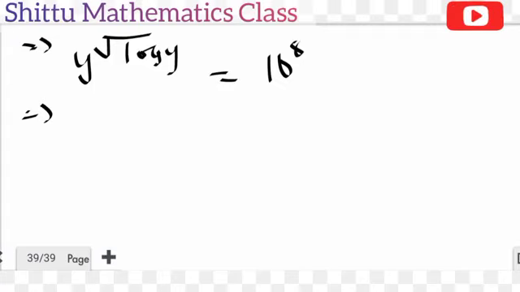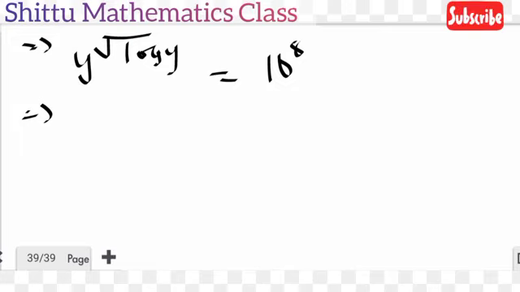In today's tutorial we are going to be solving this particular problem on this board. Looking at this question, we see that it comes from exponential equations. You can see that we have y at the position of exponent and y also at the position of base. The equation is written as y to the power root of log y equals 10 to the power 8.